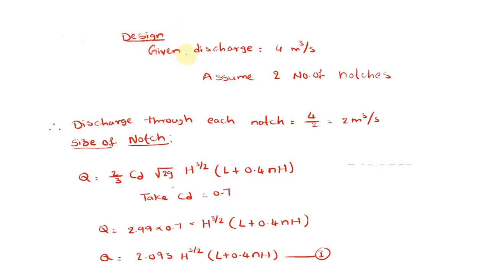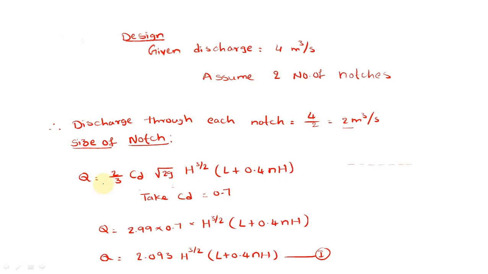What the discharge is, it is given: 4 meter cube per second. And here I am taking 2 number of notches. So the discharge through each notch is, as 2 notches are there, 2 meter cubes per second. Right? And the size of the notch: how can we fix the size of the notch? So now here Q is 2 meter cube per second.